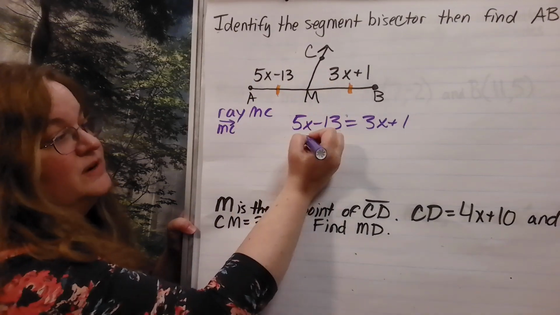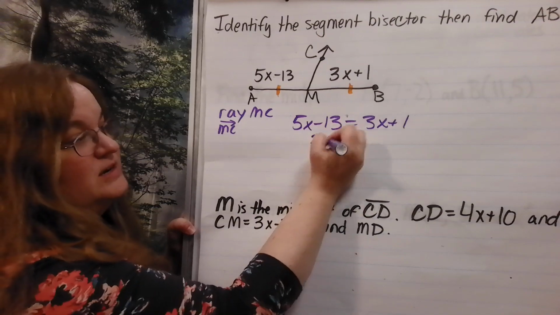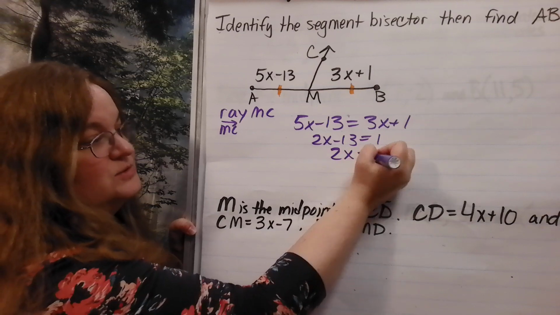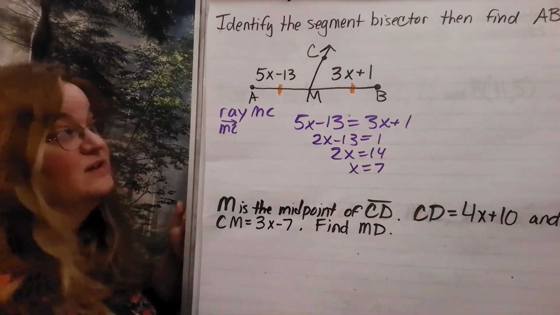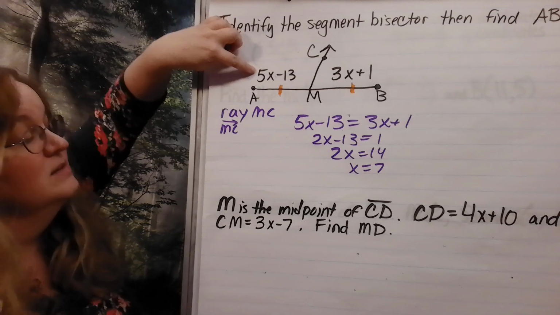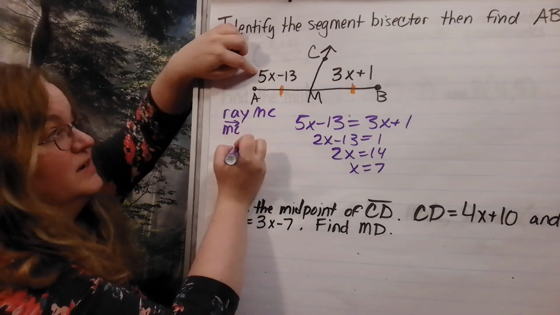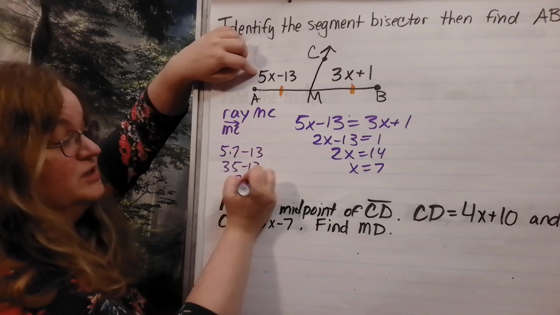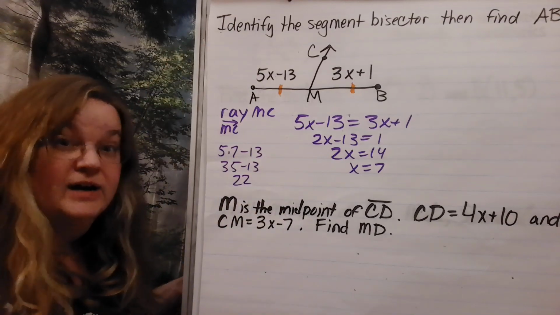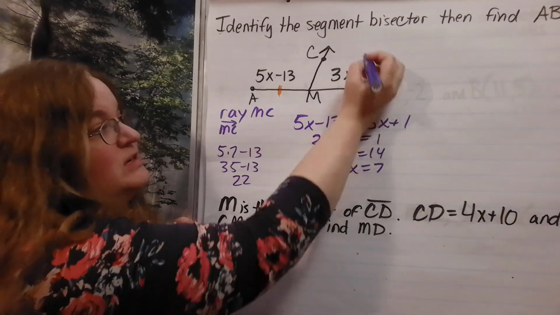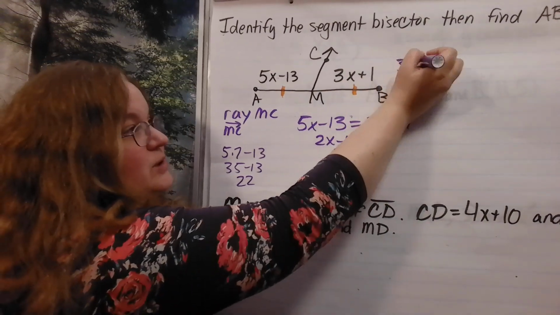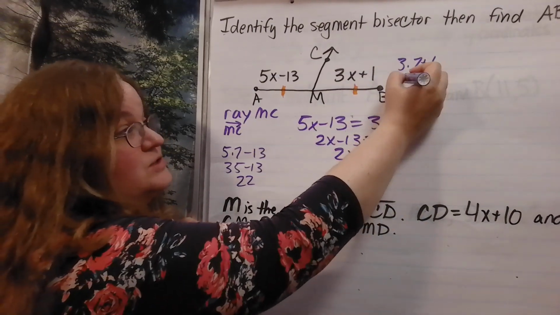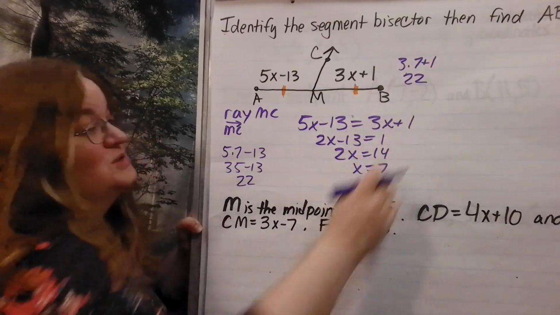Okay, so I'm going to subtract 3x from both sides. Add 13, so 2x equals 14, so x has to equal 7. So now in order to find this length, I'm going to substitute in: 5 times 7 minus 13 is 35 minus 13, which would be 22. I'm going to double check. I don't actually need the other one because I know they're going to be equal, but that tells me whether I did it correctly because they should come out equal. So 3 times 7 is 21 plus 1 is 22.